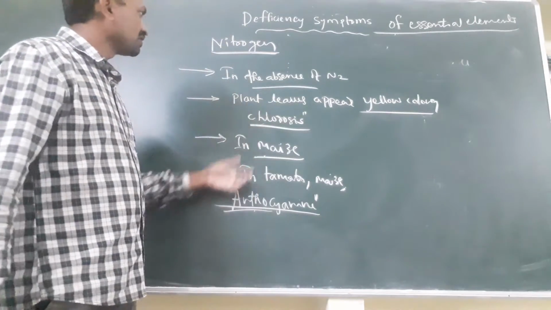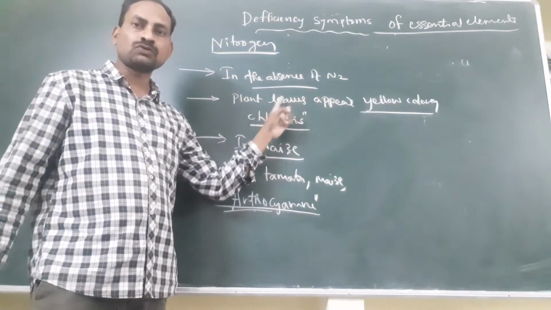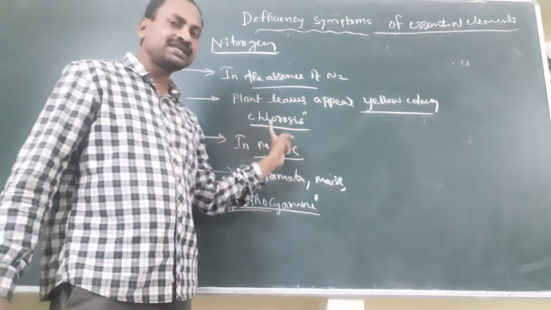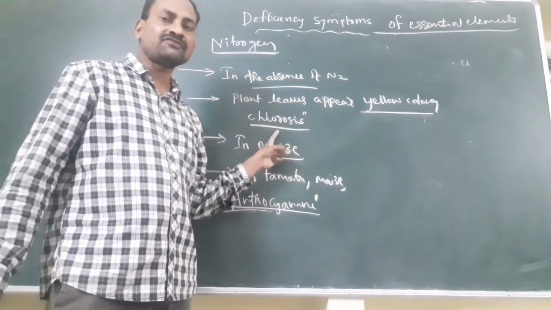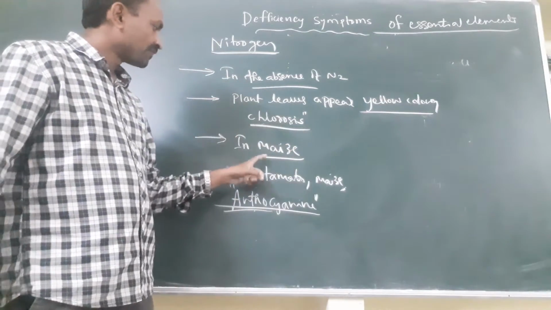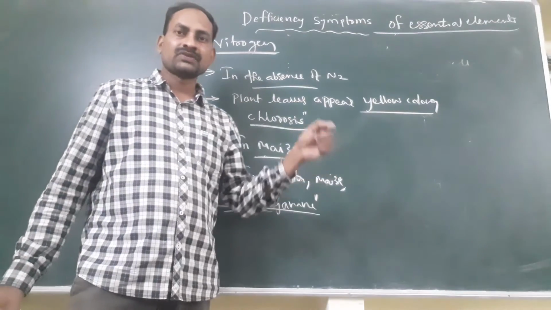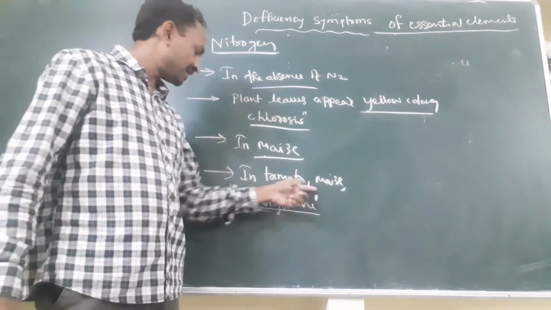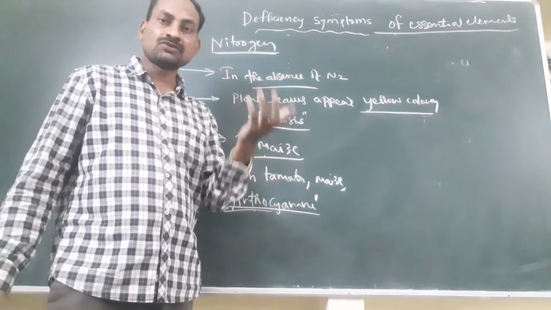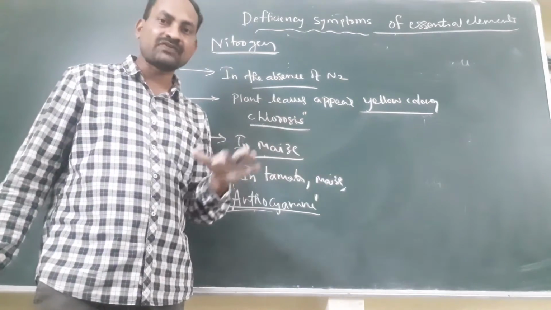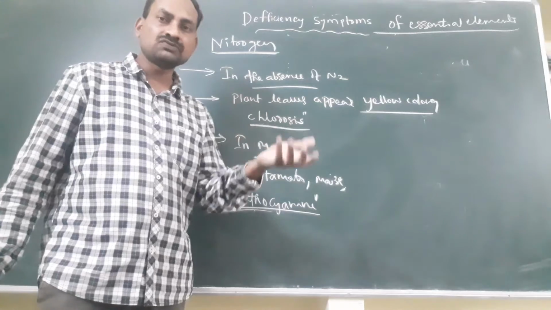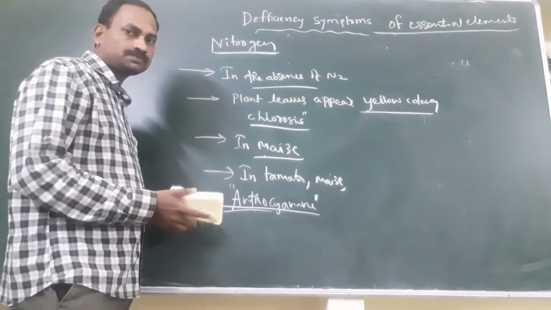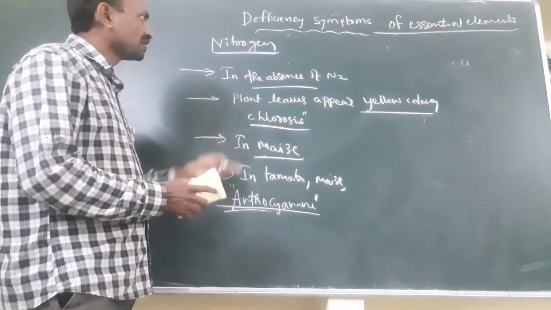So first, in the absence of nitrogen, plant growth is retarded. When partial nitrogen is available in the soil, that leads to chlorosis, yellowing of leaves. And in maize, the yellowing starts from the tip of the leaf to the base. And in tomato and maize, the nitrogen deficiency leads to the accumulation of anthocyanin pigment, which gives red color to the leaves. Hope you understood. So this is all about nitrogen.